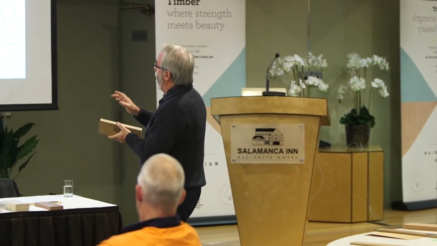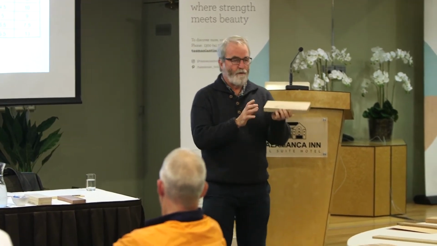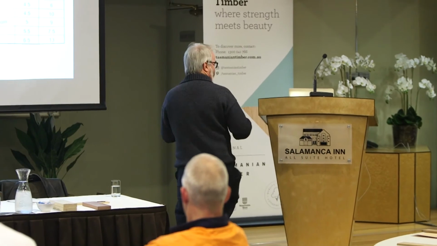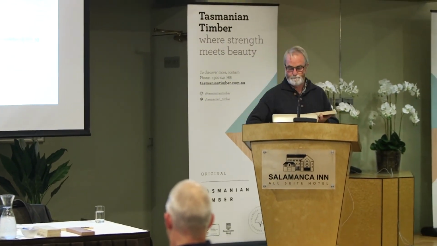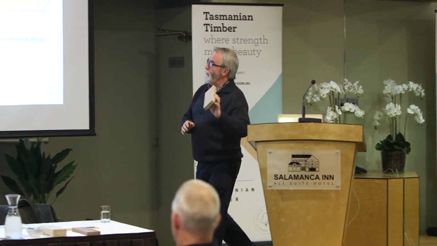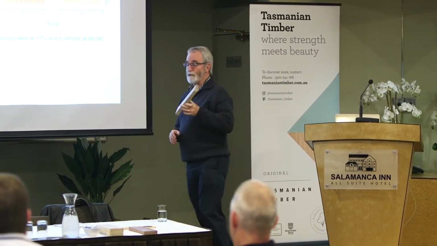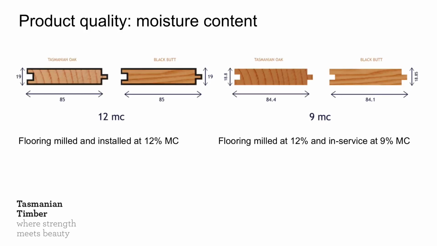Now, what that also means is that if I put this in a certain area, a second, I think I've got a slide of this. If I mill this at 12%, which is what most millers will target, and I mill it at 85%, and I put it in a room that's at 9%, like this room would be if they put the heating up anymore, it's actually going to shrink to 84.4.